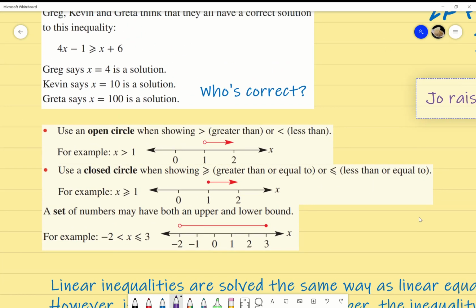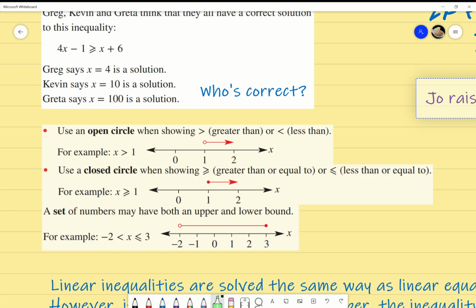So an open circle means that's either greater than or less than. Now let's look at this example here while you guys are writing that down. X is greater than 1. Well, of course that means that X could be any number. It could be 3, could be 5, could be 7. Can X be 1?